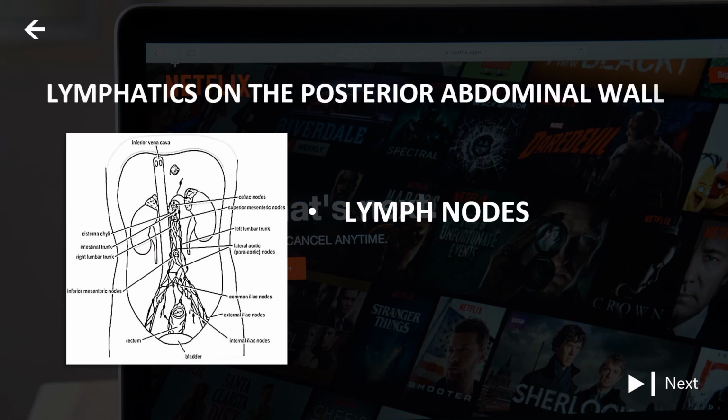Lymphatics of the posterior abdominal wall. Lymph nodes. The primary function of lymph nodes is the filtering of lymph to identify and fight infection. In order to do this, lymph nodes contain lymphocytes, a type of white blood cell which includes B cells and T cells. These circulate through the bloodstream and enter and reside in lymph nodes.